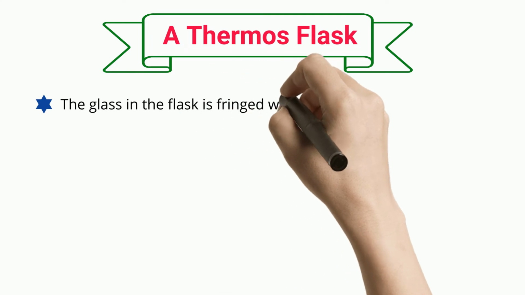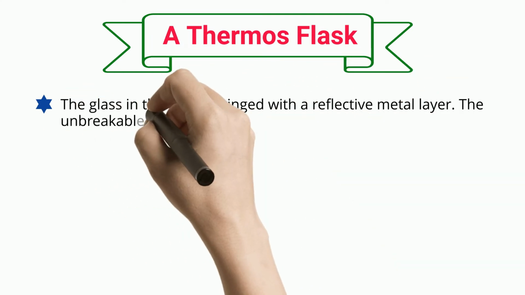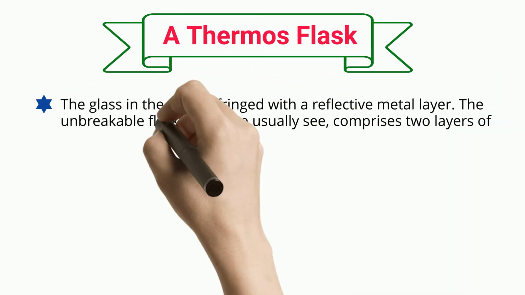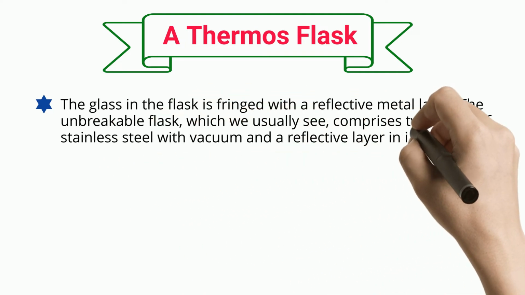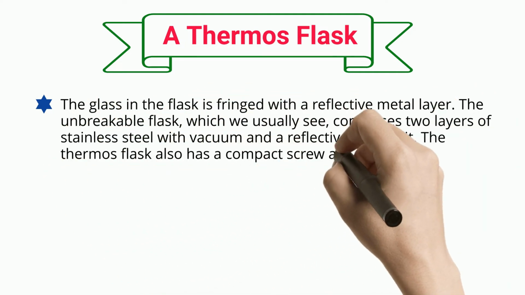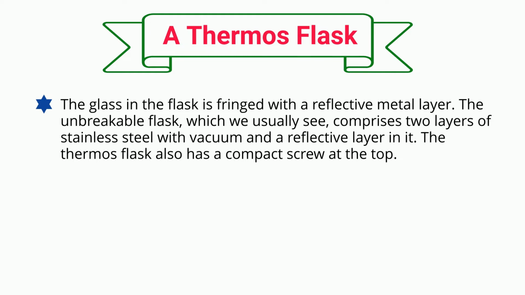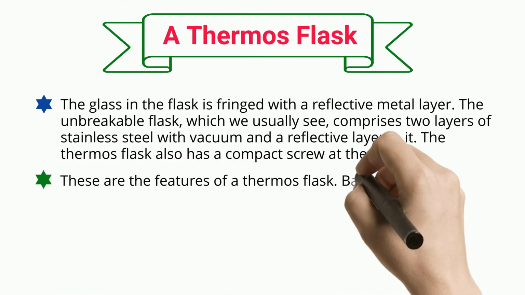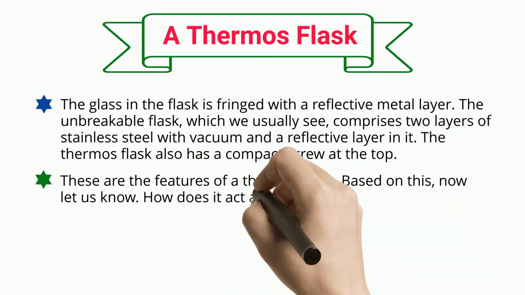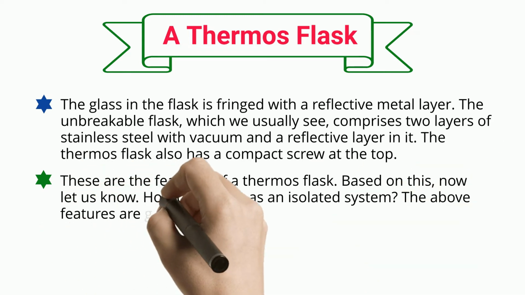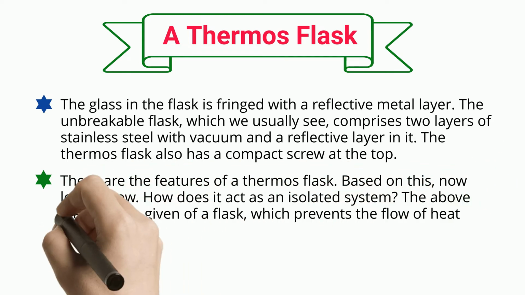The glass in the flask is lined with a reflective metal layer. The unbreakable flask, which we usually see, comprises two layers of stainless steel with a vacuum and a reflective layer in it. The thermos flask also has a compact screw at the top. These are the features of a thermos flask. Based on this, now let us know how it acts as an isolated system.